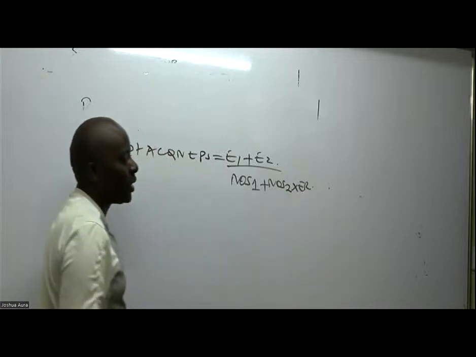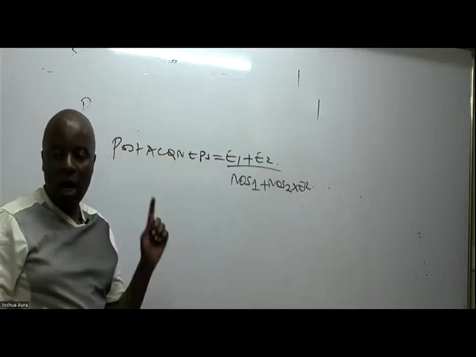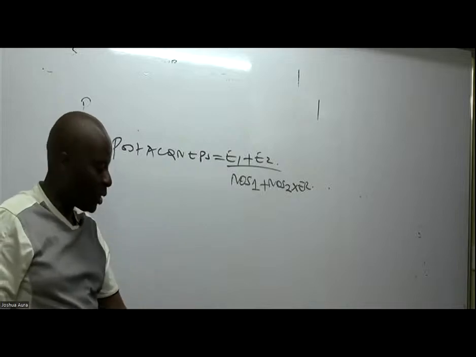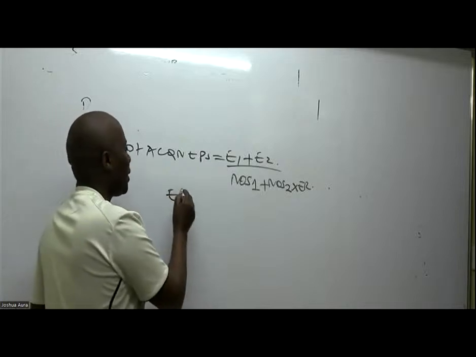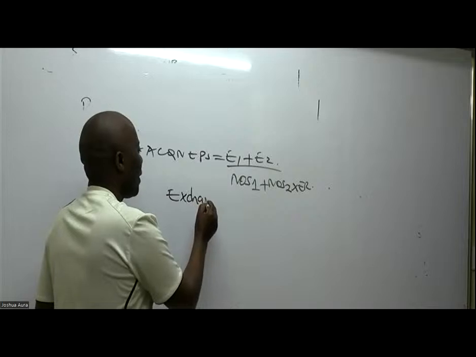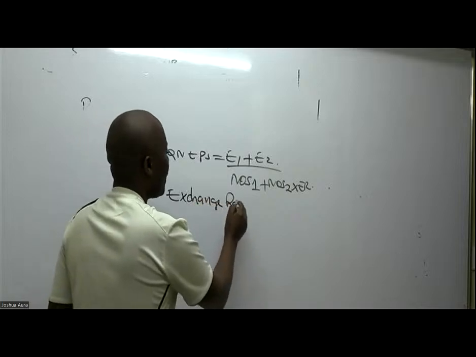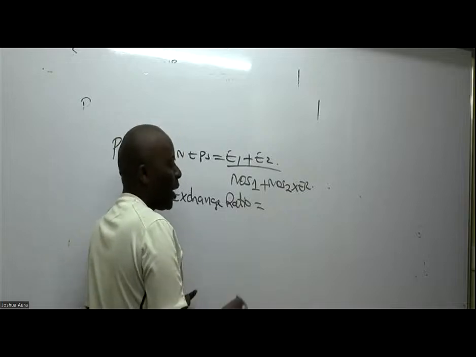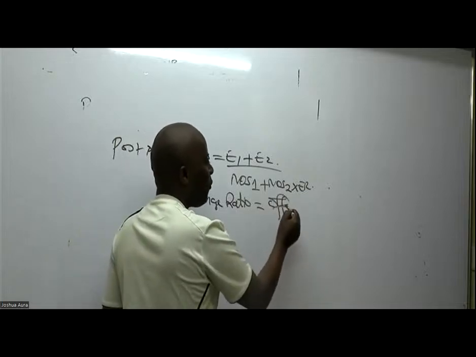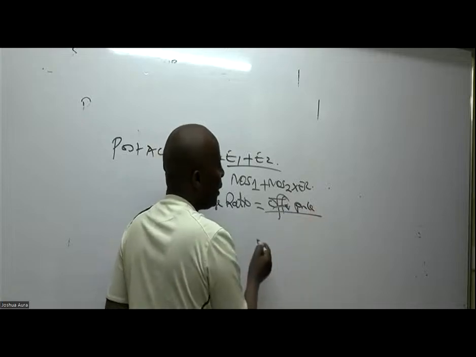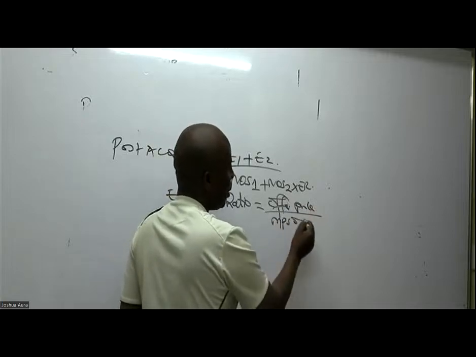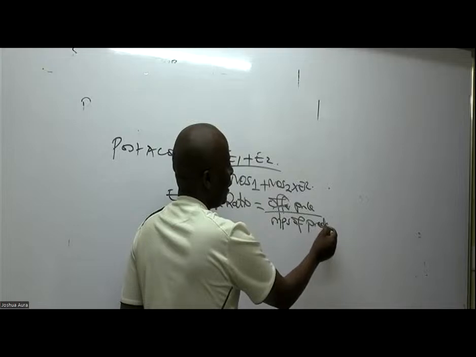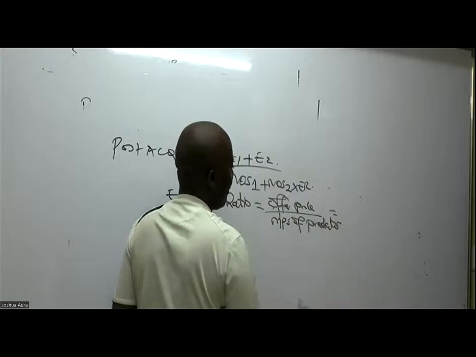If I'm the one doing this, first of all, I will come here and put down the exchange ratio. This time, remember, this is not the maximum one. This is the normal one. They've given me an offer price. So I will take the offer price and divide this by the MPS of the predator.